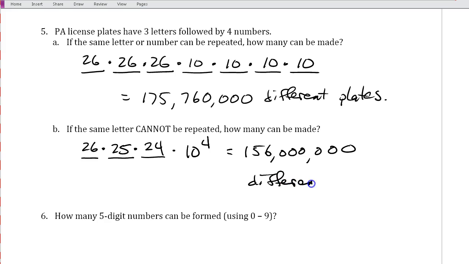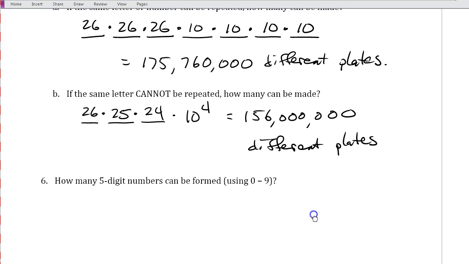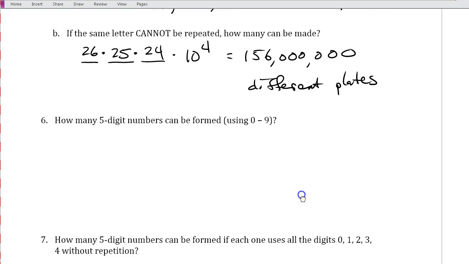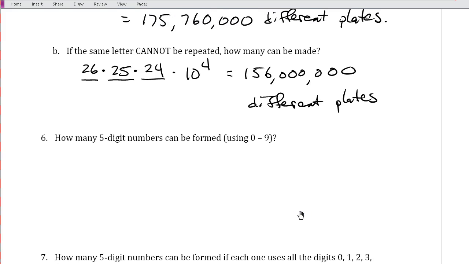Different plates. And then for number 6, we have how many 5-digit numbers can be formed using 0 through 9. So we're going to have 10 possibilities for each 5-digit number, which we could write as 10 to the 5th. That's just 10 times 10, 5 times, or 100,000 5-digit numbers.